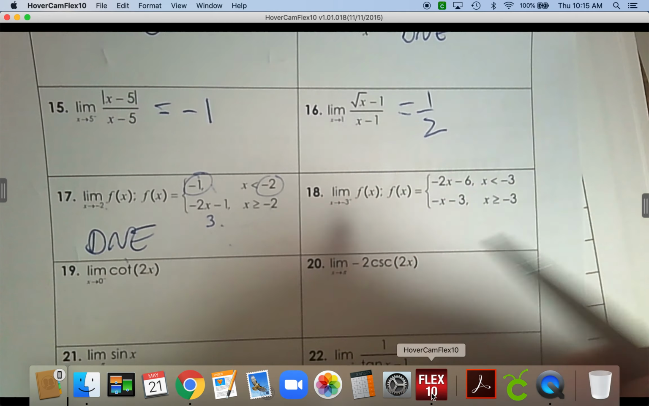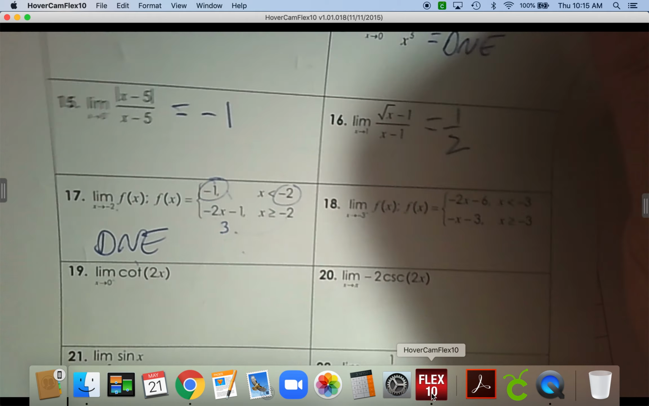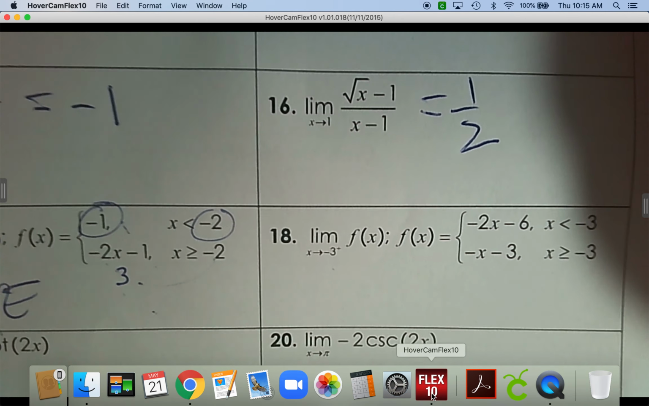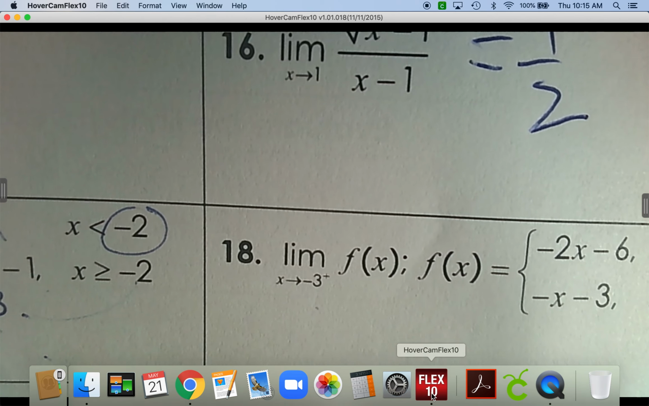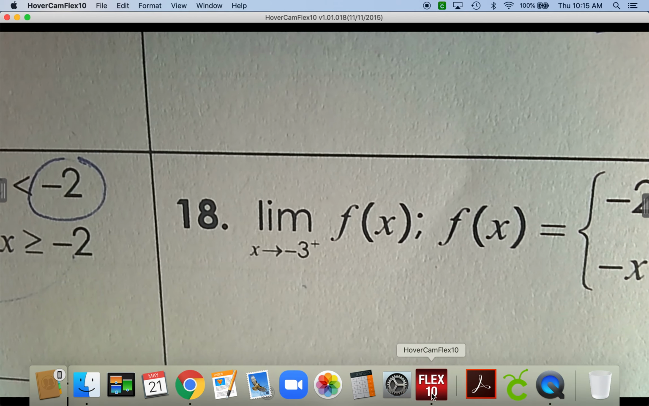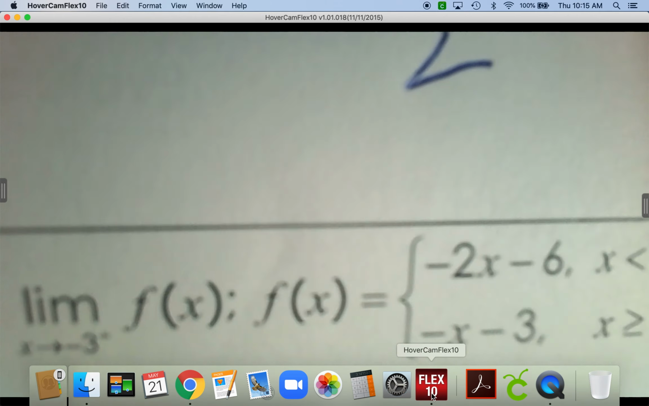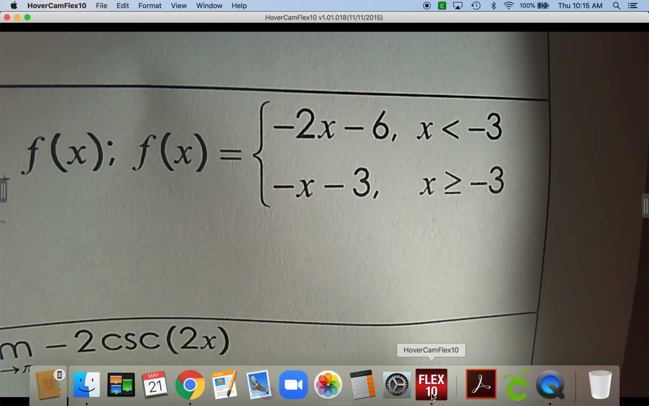Number 18. So the limit is from the left side. So see that little minus sign there from the left, or is that a plus sign? Oh, it is a plus sign, right? So for a plus sign, we're looking from the, it is a plus sign. Font size really small. So from the right, we're looking at the bottom when it's greater than -3.